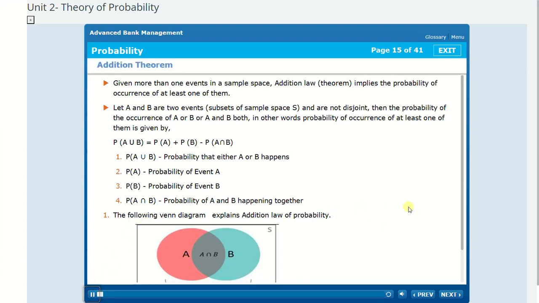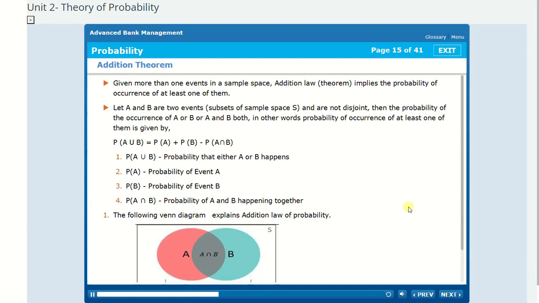Addition theorem. Given more than one event in a sample space, the addition law gives the probability of occurrence of at least one of them. Let A and B be two events that are not disjoint. Then the probability of the occurrence of A or B or both, in other words the probability of occurrence of at least one of them, is given by P(A ∪ B) = P(A) + P(B) − P(A ∩ B).